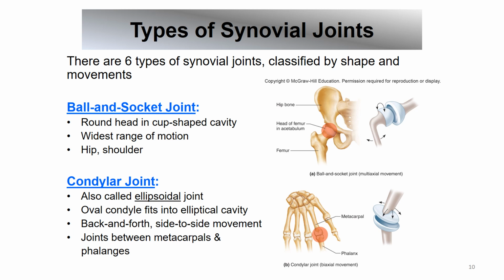Next, the different types of synovial joints. With the ball and socket joints, these have the widest range of motion. Know that our hip and shoulder joints are examples. Then the condylar joints, also called ellipsoidal. So it's called ellipsoidal or condylar because the condyle fits into the elliptical cavity. These give us the side-to-side movements. These are between our metacarpals and phalanges, meaning the proximal phalanx.